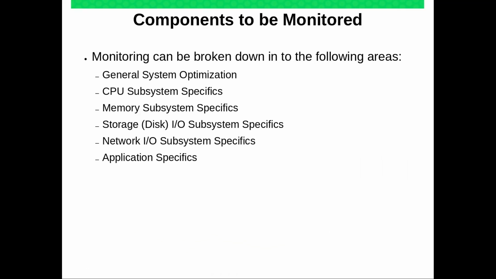So first of all, what components would we be monitoring? Well, we can break them down into different areas. It could be general system optimization. It could be CPU specific functions. It could be memory specifics. It could be I/O specifics. It could be network specifics. And then, of course, we always have to look at the way that applications are running on top of things as well, because, as you know, applications don't always behave exactly as we would prefer.